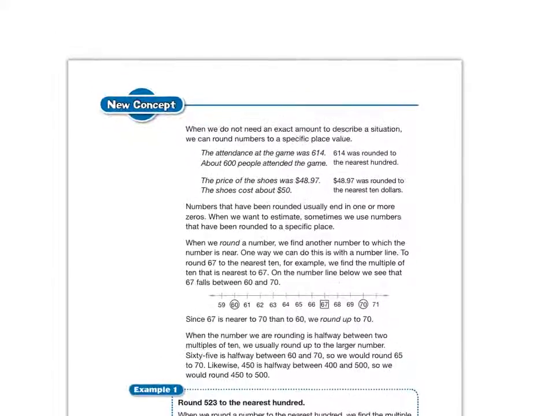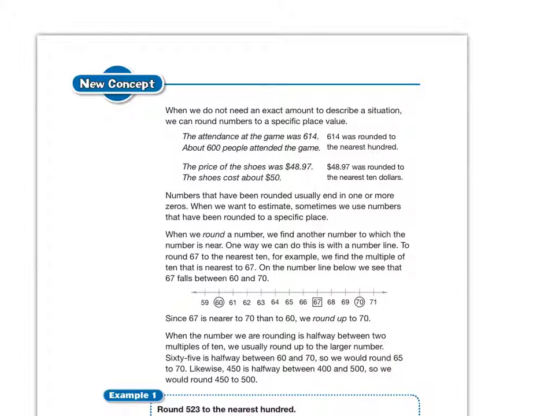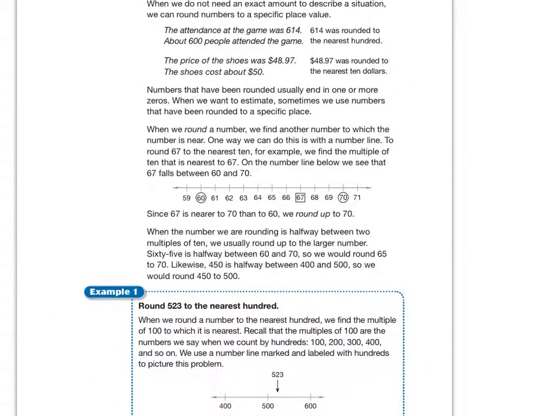And our concept is, when do you need an exact amount to describe a situation? You can round numbers to a specific place value. All right, so attendance at a game was 614. If I rounded it to the nearest 100, I'd have 600. Price of shoes usually would round up because it's going to cost us more, not less, usually with taxes and things. Numbers that are rounded usually end in 1 or more zeros, which totally makes sense because you've rounded it, or you may have rounded it to the nearest 5. So it's either going to be a 5 or a 0, I would say.